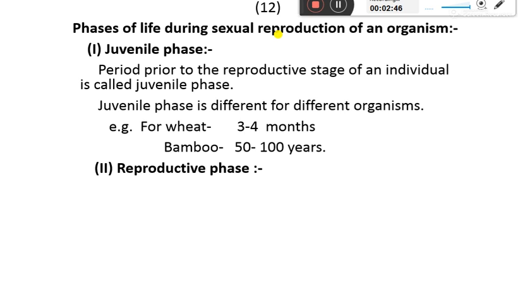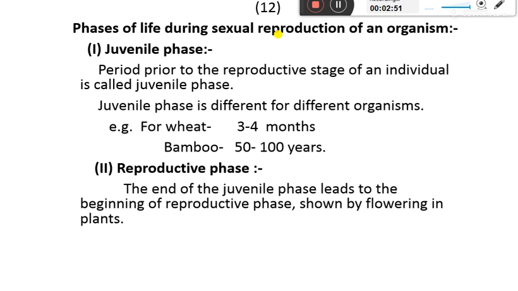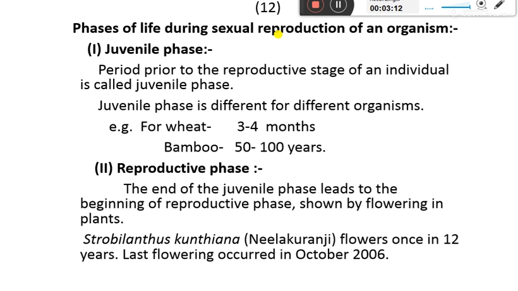Now the reproductive phase, when the organism starts producing gametes. We define it as: the end of the juvenile phase leads to the beginning of the reproductive phase, shown by flowering in the case of plants, and in other organisms by the production of male and female gametes. One flower, Strobilanthes kunthiana, or Neelakurinji, flowers once in 12 years, and the last flowering occurred in October 2006.